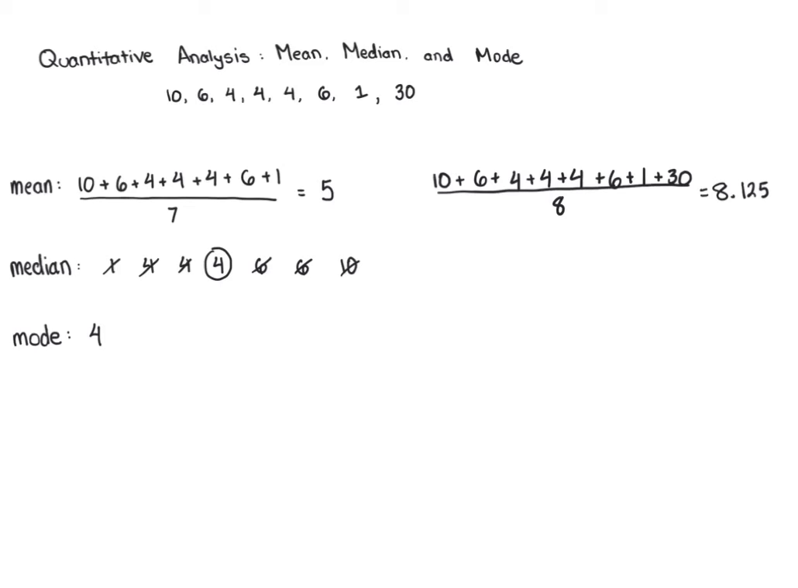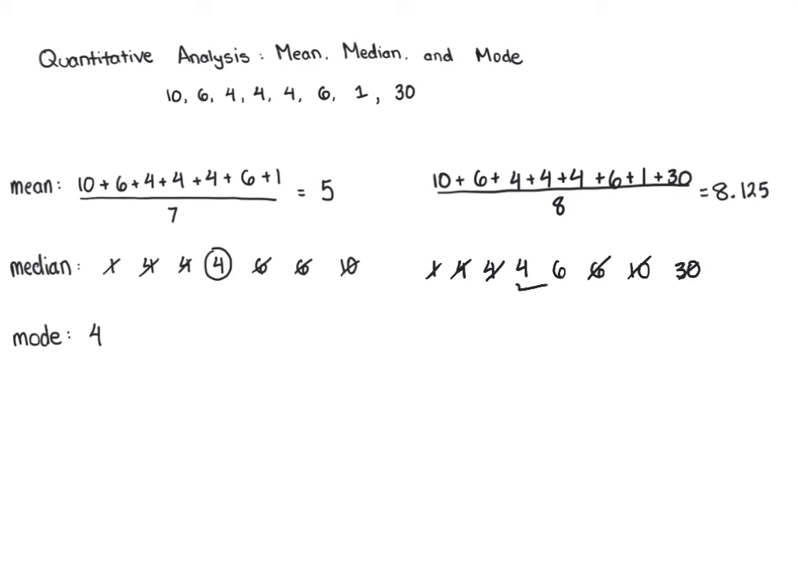Now let's see if the outlier has had any effect on our median. Again, we'll put all our numbers in order: 1, 4, 4, 4, 6, 6, 10, and now 30. And we'll do the same thing of crossing one number from each side until we get to the middle.